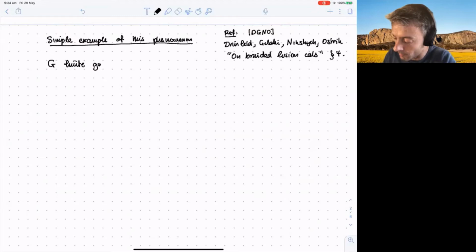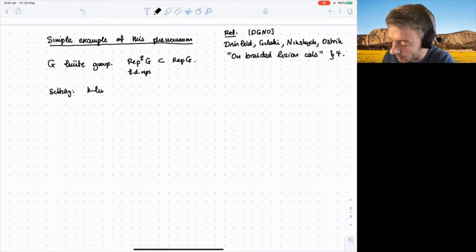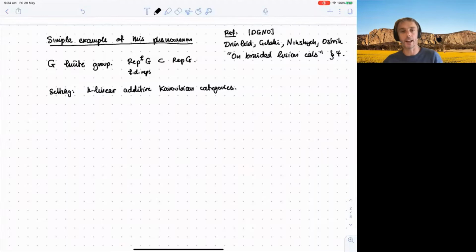And here I need to be a tiny bit careful. In the discussion last week, we were kind of assuming that all inductive limits existed. Here, I'm taking a smaller point of view following this DGNO. And so we consider rep G F, the finite dimensional representations inside rep G, which is all representations. And we work in the setting of K-linear additive Karoubian categories. Okay, so we're no longer in the setting of abelian categories, and also we don't assume things like existence of inductive limits. Recall that a category is Karoubian if every idempotent splits. Okay, so if you have something in an endomorphism ring that looks like a projector, then it is a projector.